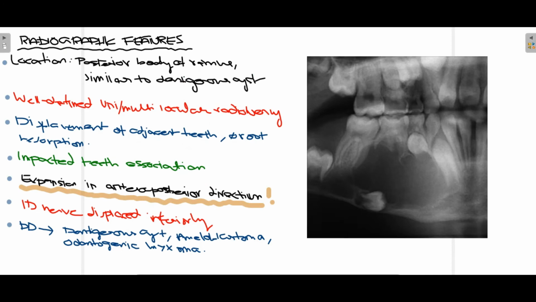Now moving on towards the radiographical features of OKC. Firstly, you can see that the most favorable location or most preferred location of OKC is the posterior body of the ramus, which is also similar to dentigerous cyst, because dentigerous cyst also favors this location. And if you look at radiographical features, it is difficult to distinguish OKC from dentigerous cyst. Now in this radiograph you can see that this tooth is impacted. You can see it is impacted in this direction, and this well-defined radiolucency is present. Now this radiolucency can either be unilocular or multilocular. Both are present in OKC.